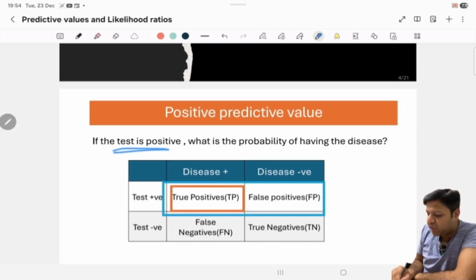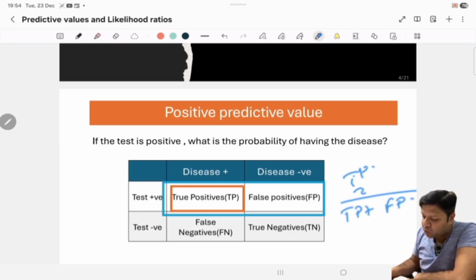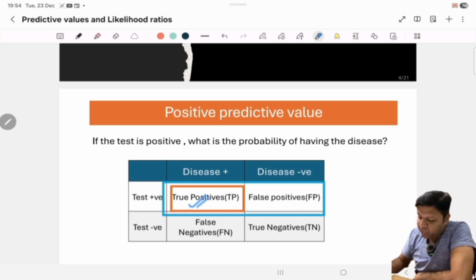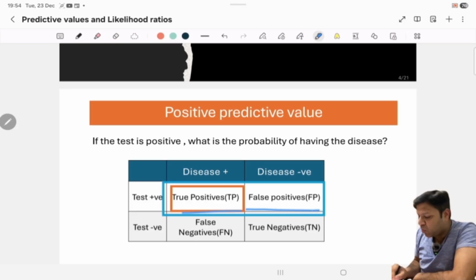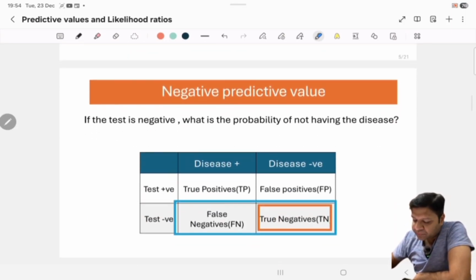So what is the formula of positive predictive value? If we look at the definition, if the test is positive, what is the probability of having the disease? All the patients with the test positive are true positives plus false positives, and the numerator will be true positives. So this is the formula of the positive predictive value: true positives divided by true positives plus false positives. I hope this is clear.